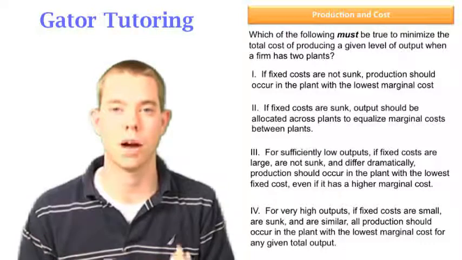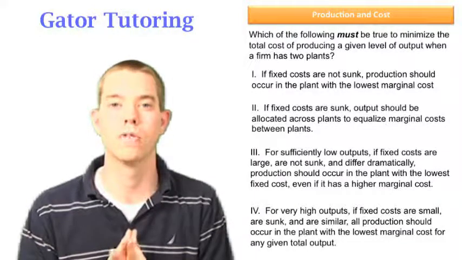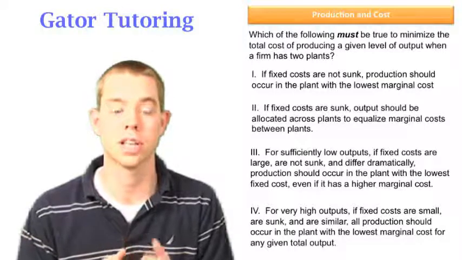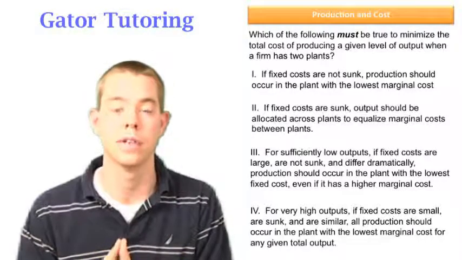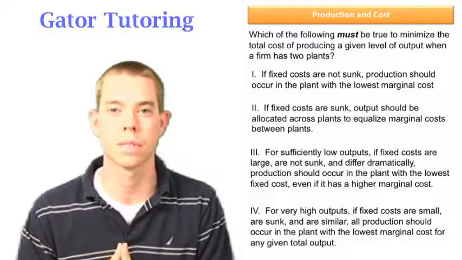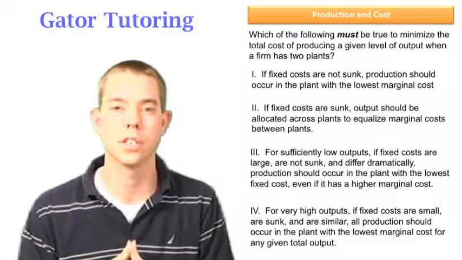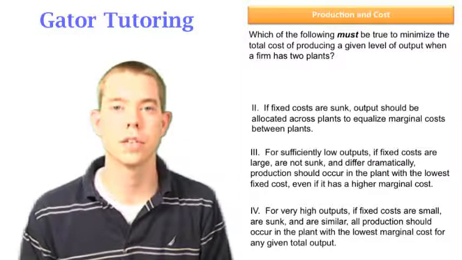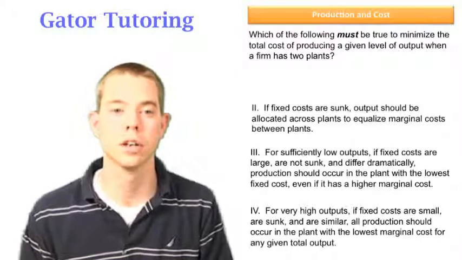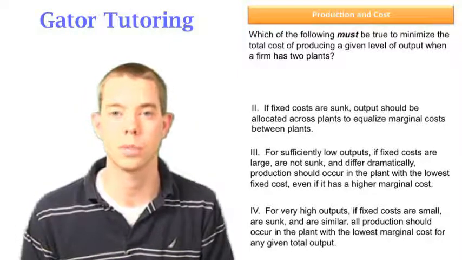So we can see that option 1 is wrong because we can imagine a scenario where we want to avoid that huge fixed cost because it says they're not sunk. So if we don't produce any in plant 2, we don't pay that huge $10,000 fixed cost. And that's what you want to do. You want to make up these little examples to see if you can prove the statements. So 1 we know is false. 2 says if fixed costs are sunk, output should be allocated across plants to equalize marginal costs between plants.